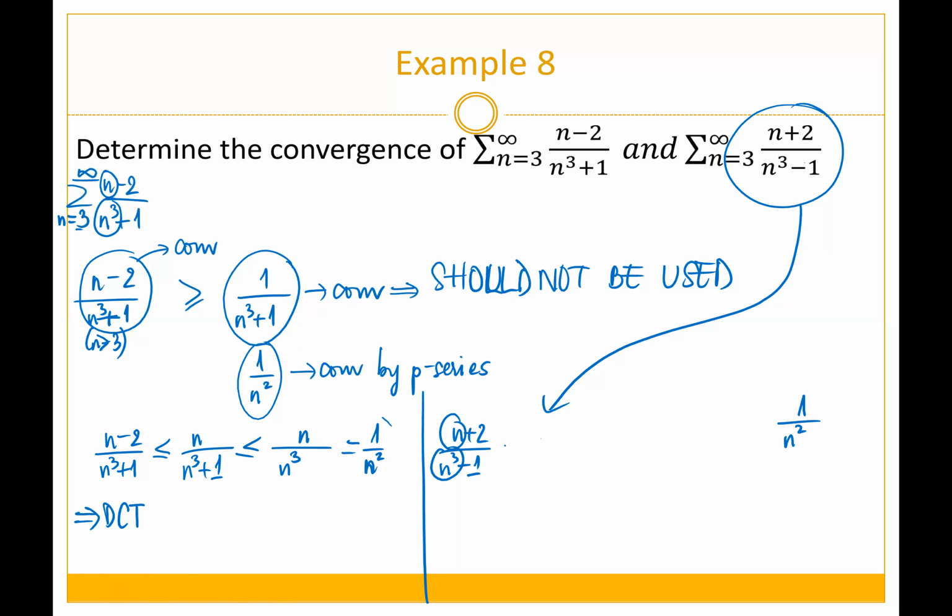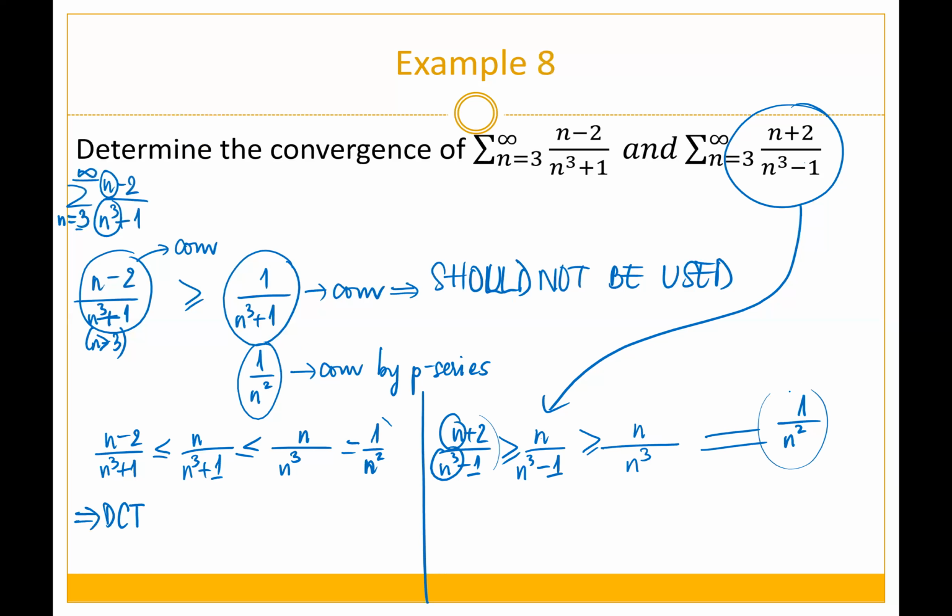This one is bigger than or equal to n over n cubed minus 1, right? Because here you have a bigger numerator, so this part is smaller. Now this one is also bigger than n over n cubed because the denominator here is smaller, so the fraction is going to be bigger than the other one. And this one is equal to that. So actually this part is bigger than your series that you try to say.